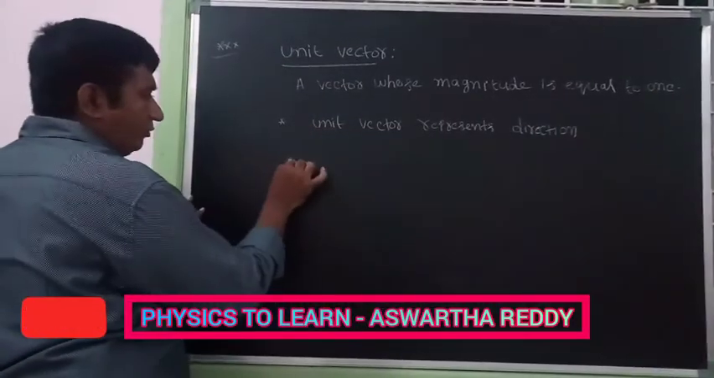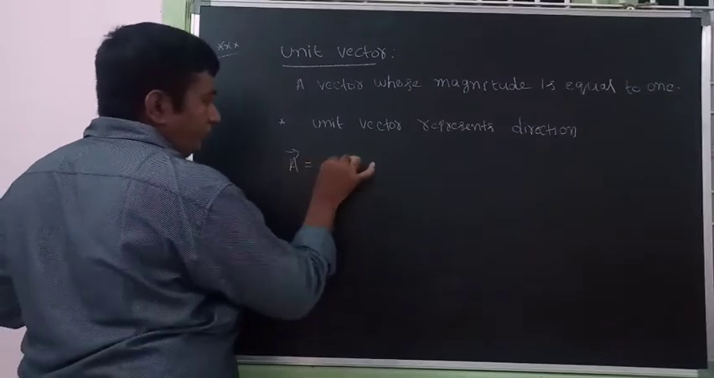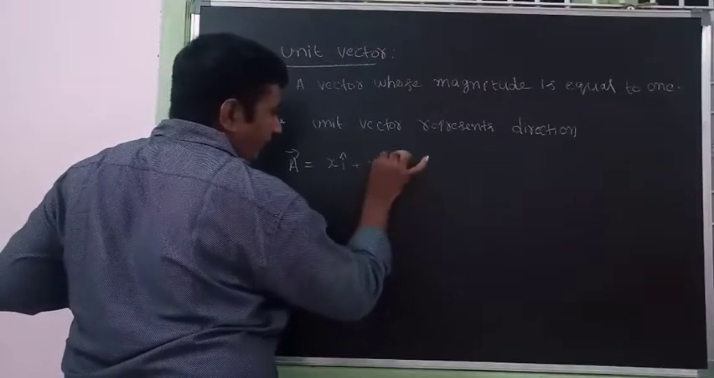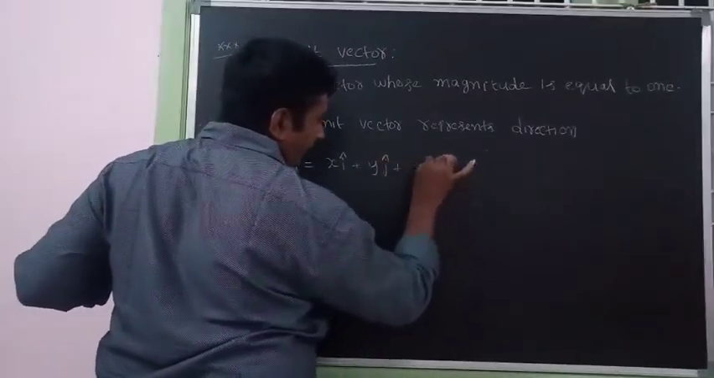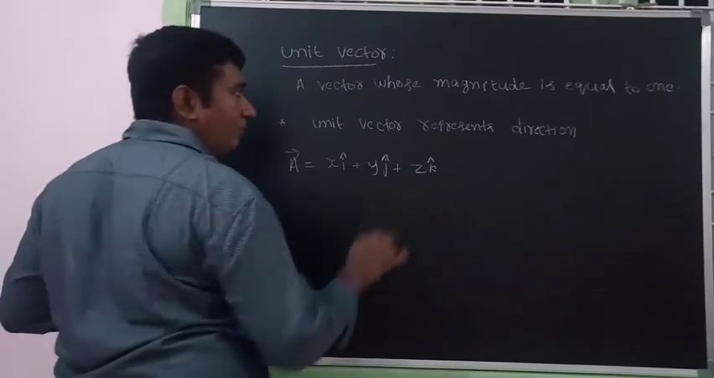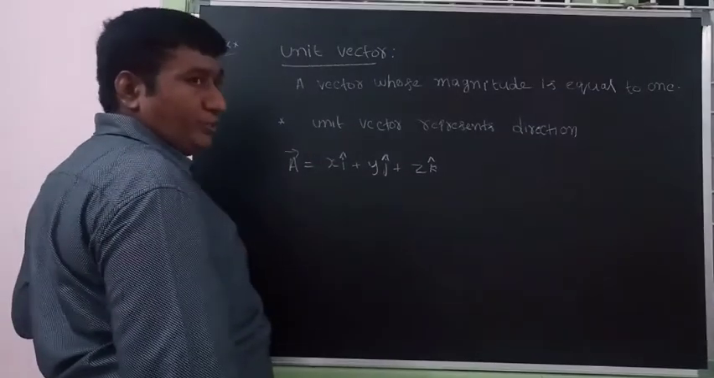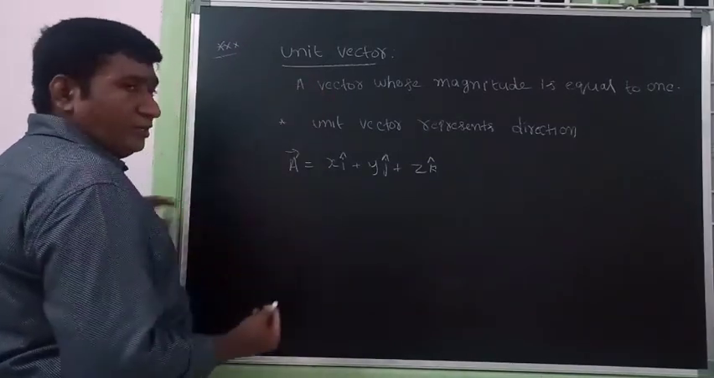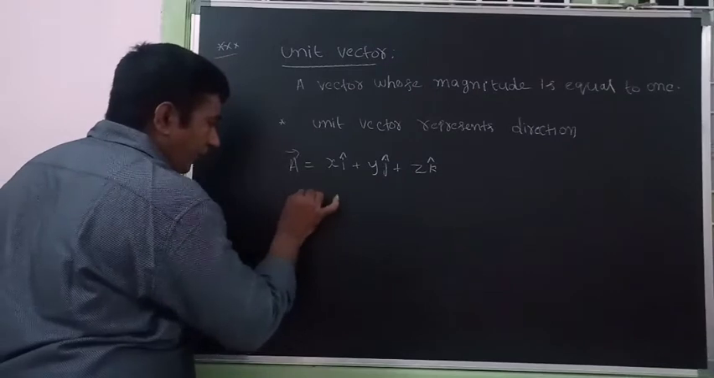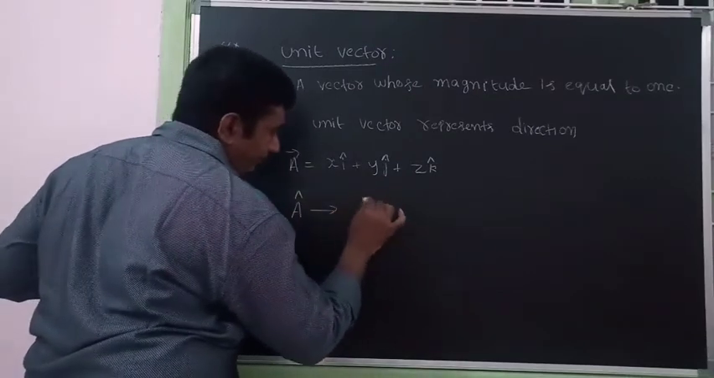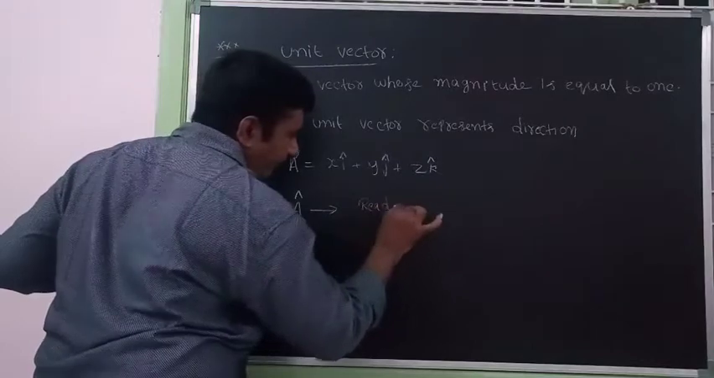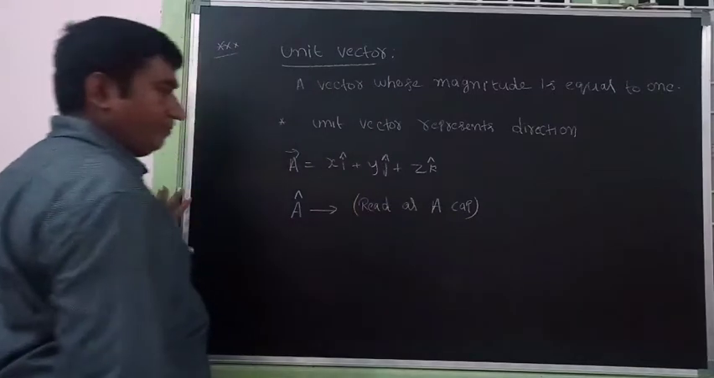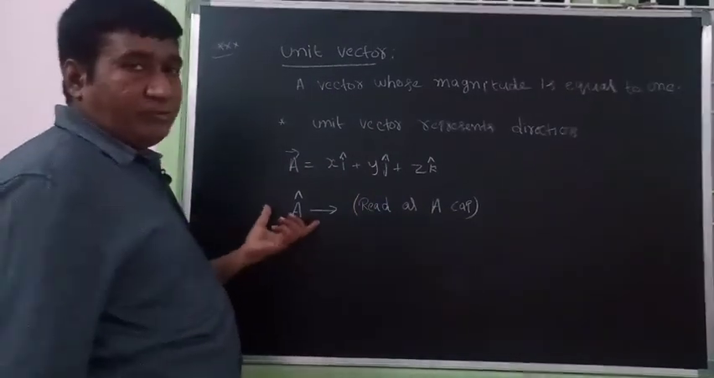So further we are going to discuss A vector is equal to x i cap plus y j cap plus z k cap. Here i cap, j cap, k cap are nothing but unit vectors. Here I am representing it in general. In general we can take it as a cap, read as a cap. This a cap value is nothing but 1.